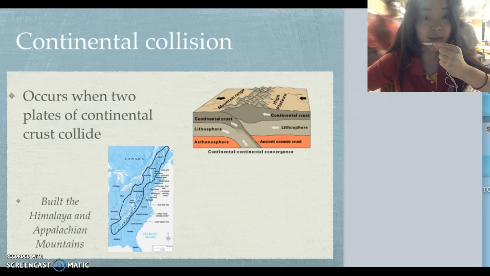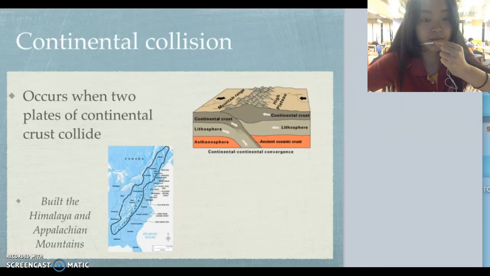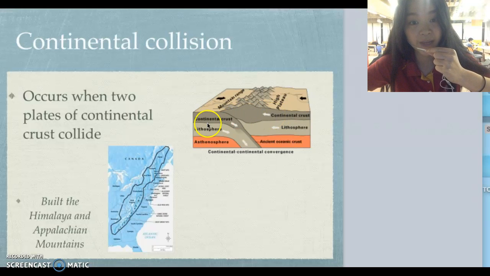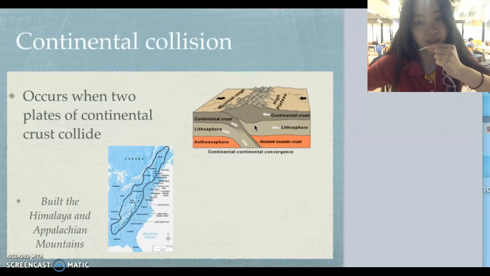And the second type, the continental collision. This is when two plates of continental crust collide. We can see this picture. One crust goes up and one crust goes down, and it forms mountains, maybe very tall. For example, this kind of collision, the continental collision, built the Himalaya mountains.